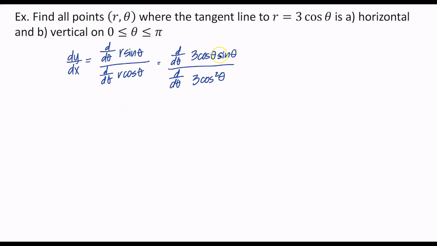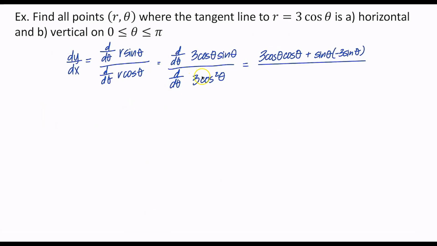All right, so up here in the numerator, I'm going to apply the product rule. So I'm going to leave the first function alone, 3 cosine θ. The derivative of sine is cosine. And then I'm going to have plus, I'll leave the second function alone, sine θ, times the derivative of 3 cosine θ, which is negative 3 sine θ. And that is multiplied there.